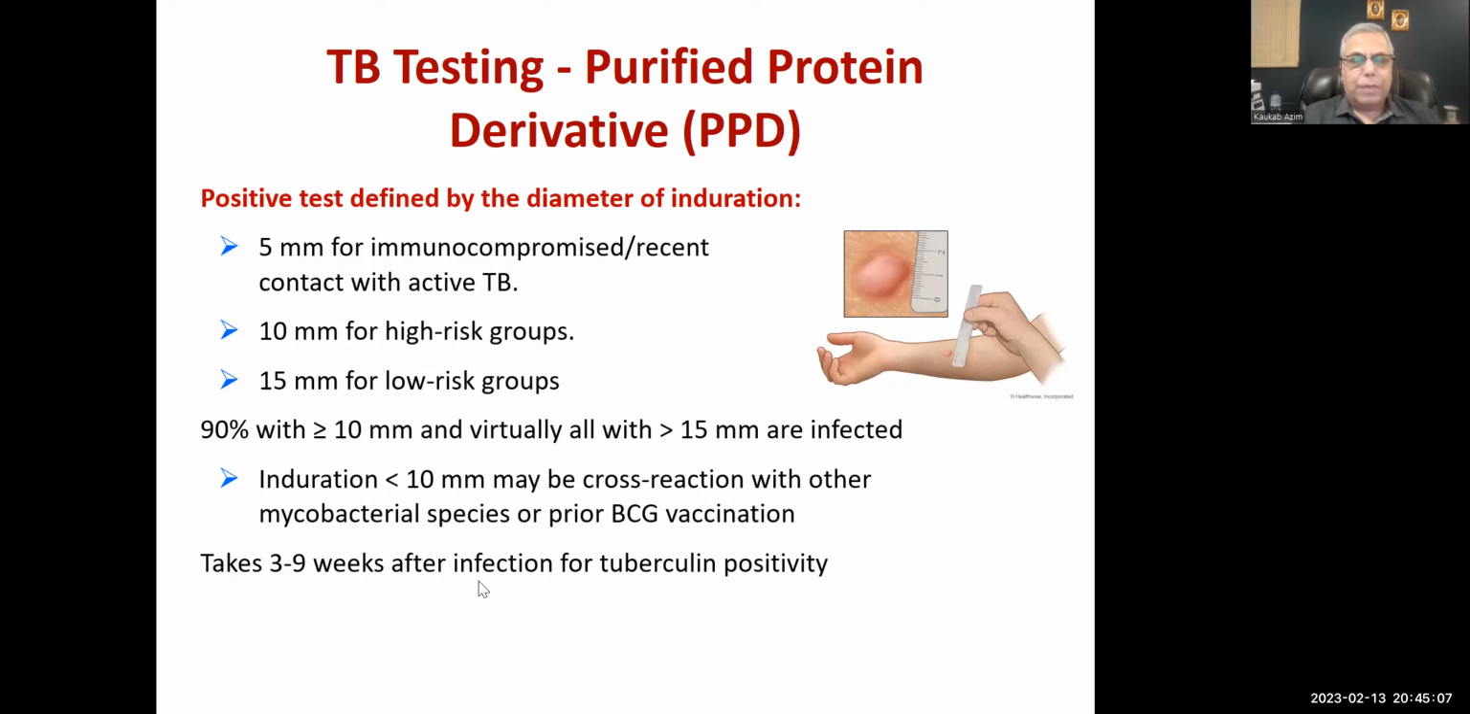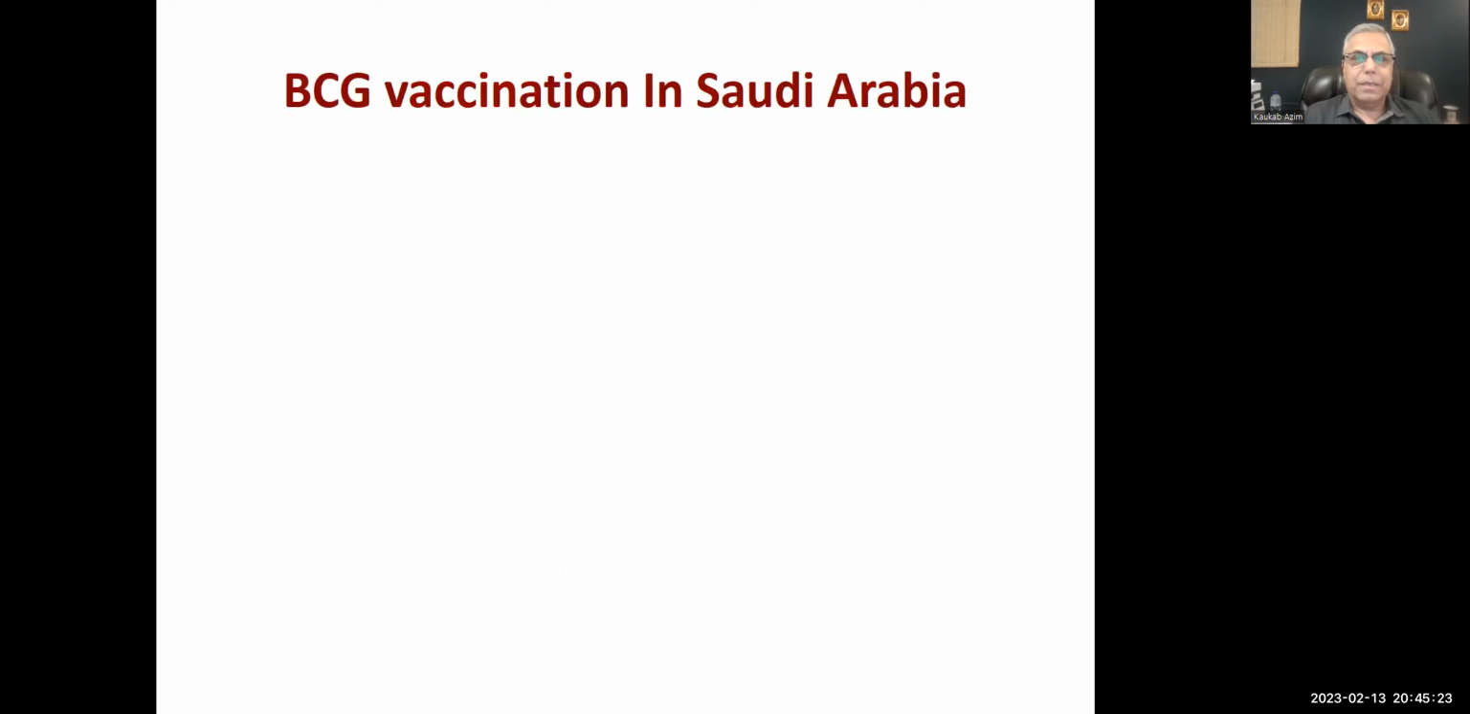It takes 3 to 9 weeks after infection for the tuberculin test to be positive. It is a cell-mediated immunity, so the immune system must respond, and the immune system takes 3 to 9 weeks to respond in cases of cell-mediated, and the test has certain limitations. So we'll quickly do this slide and then we'll take a break.